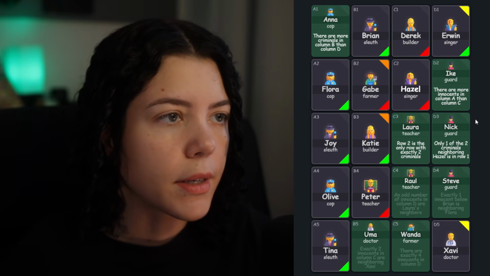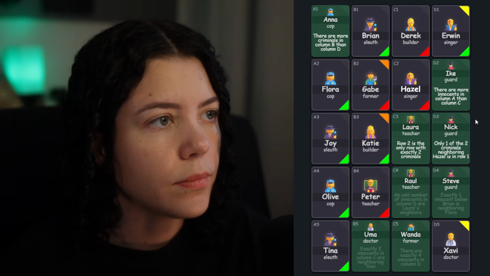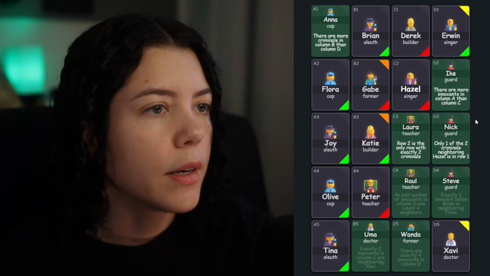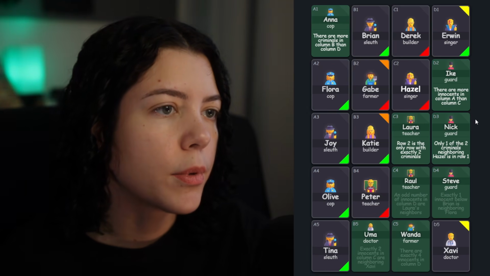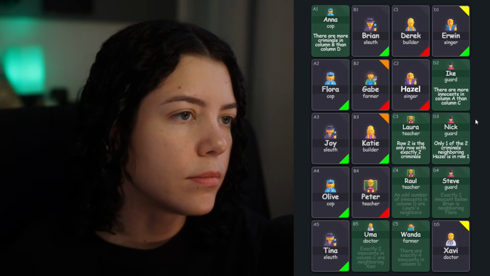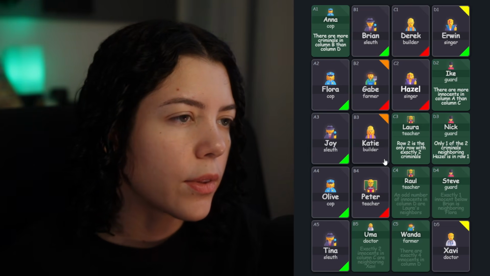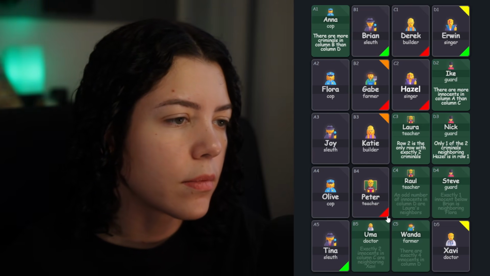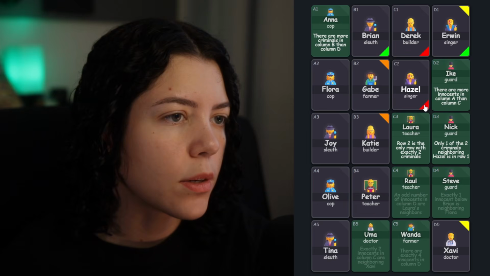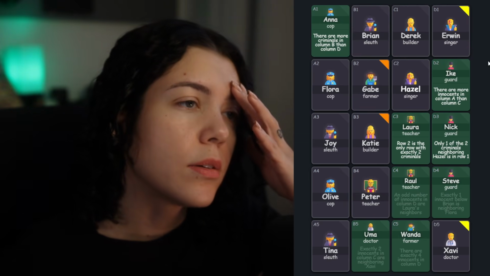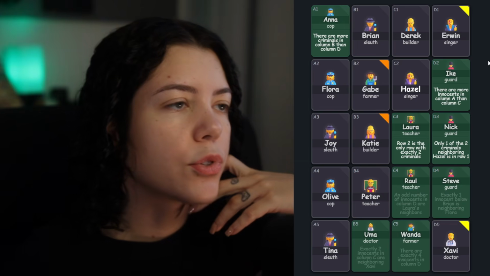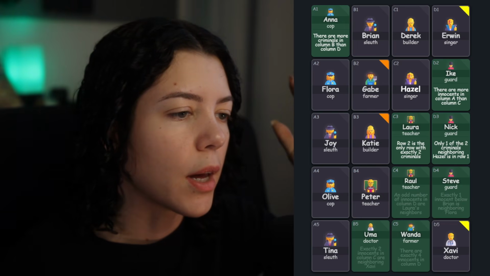If it is Derek, then there could be one criminal in column A. I don't think that's what I have to look at. I think we're putting too many people in such a small scenario, so we gotta think about what we look at here.